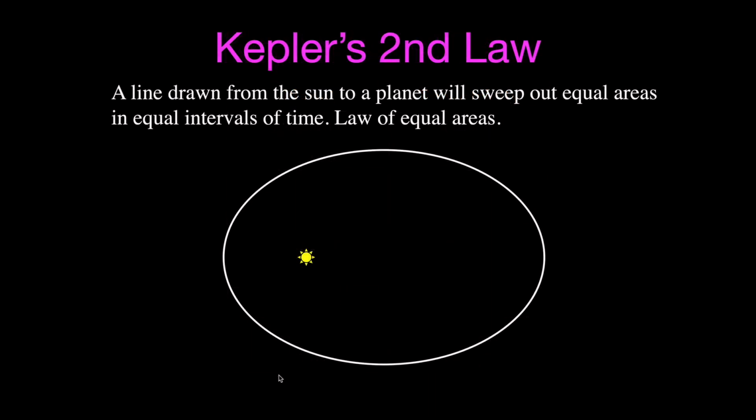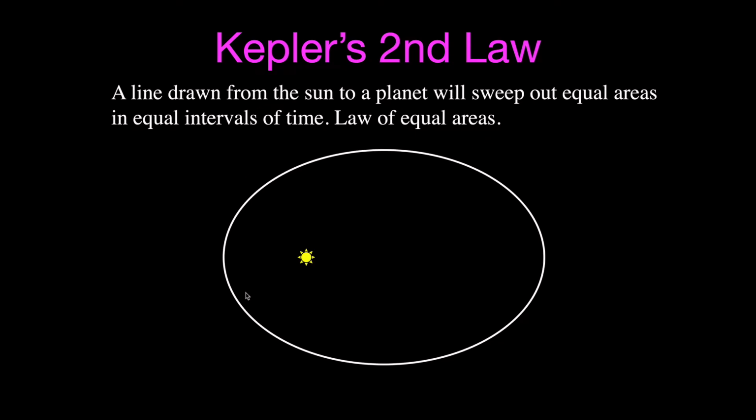Kepler's second law of planetary motion says that a line drawn from the sun to a planet will sweep out equal areas in equal intervals of time, and that is commonly known as, you guessed it, the law of equal areas. Okay, now this is the way it works.